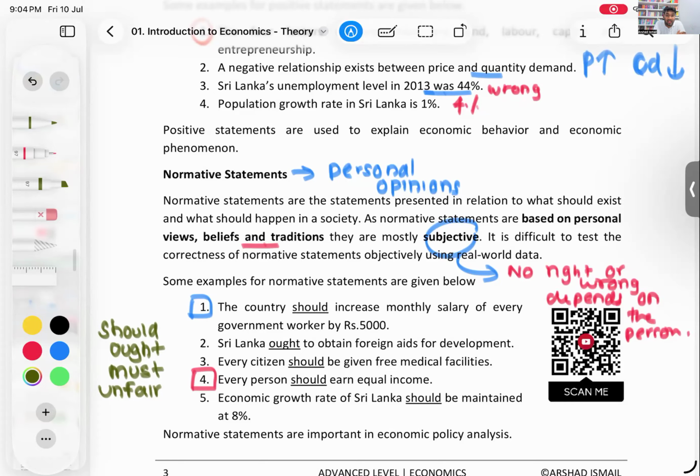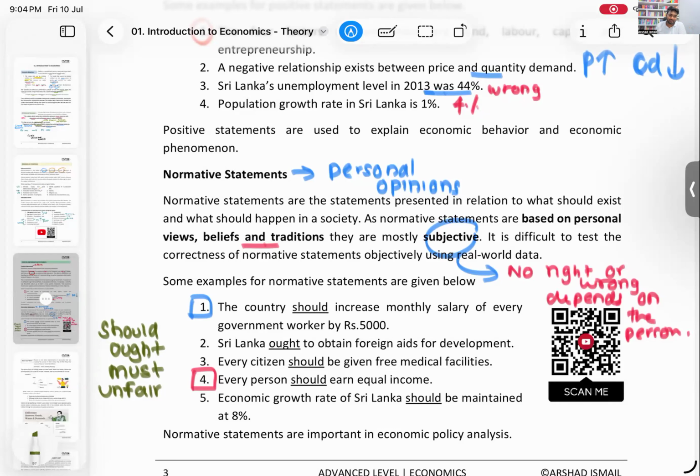Now, I will say, everyone must wake up at 5 o'clock in the morning. That's a normative statement. You will say, no, no, sir, everyone must wake up at whatever time they want. So, there is no right or wrong. You can be right, I can be right. I will say, no, no, 5 o'clock in the morning, very beneficial, health benefits you get. So everyone must. You will say, no, no, so they should not. So those are called normative statements.